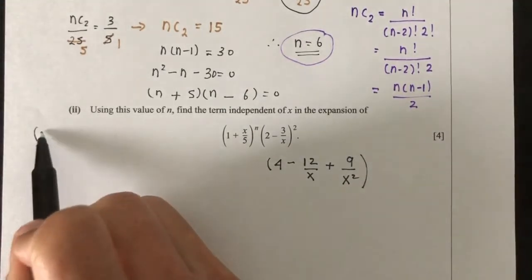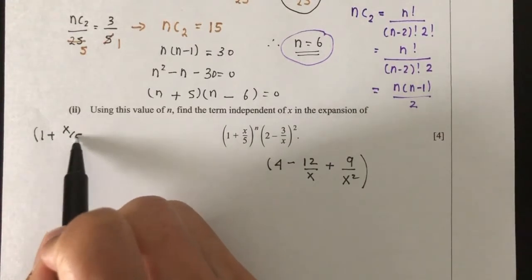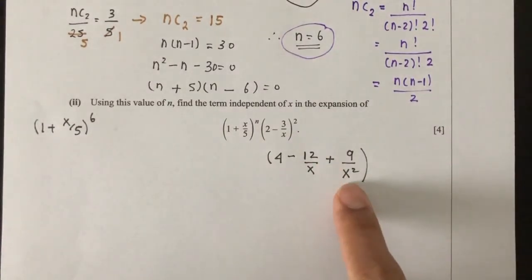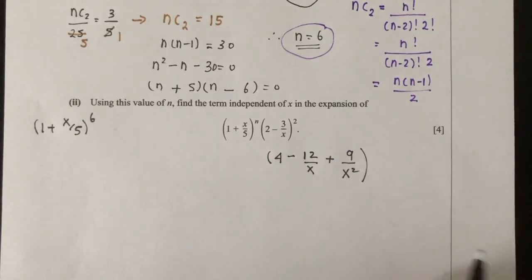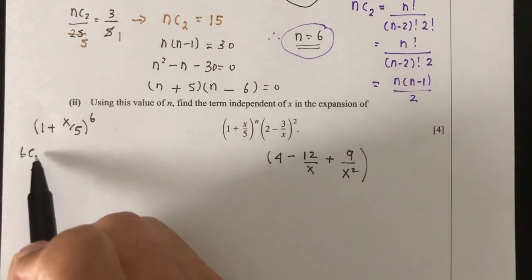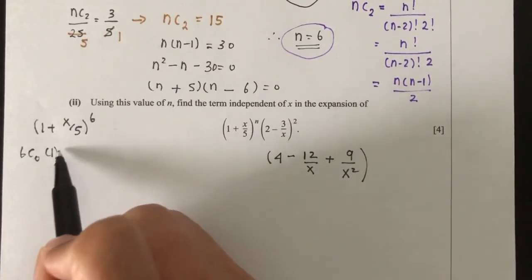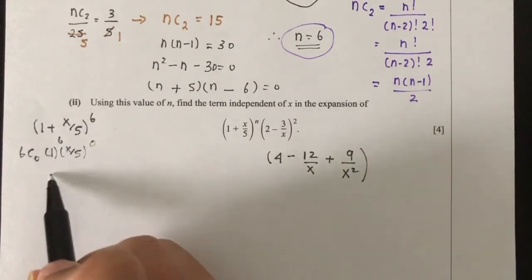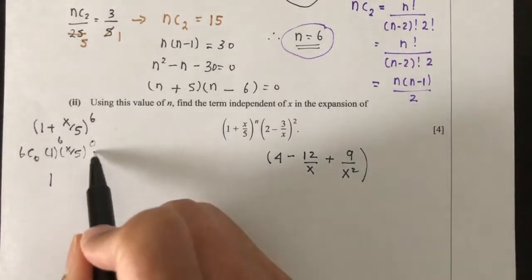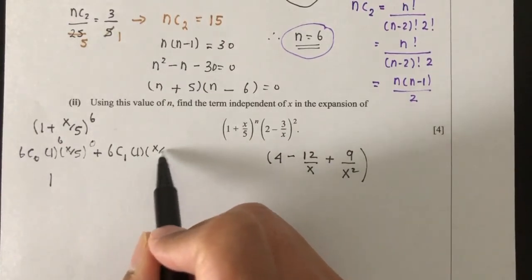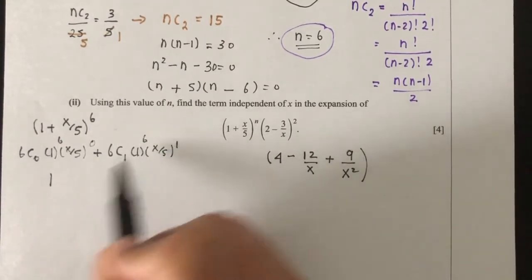The value of n is equal to 6. So we just need to expand to the term in x squared because we need that to be cancelled out, but the rest is fine, right? So the first term will be 6 choose 0, that will be 1. And then the second term will be 6 choose 1, that will be 6, times x over 5.